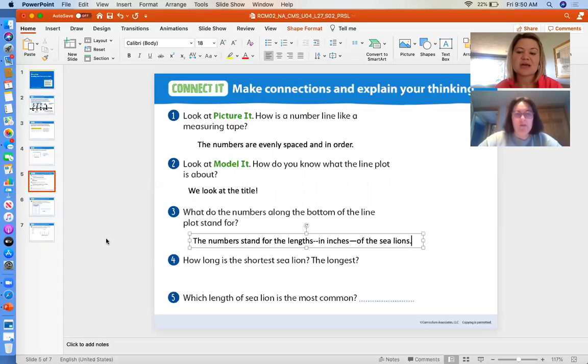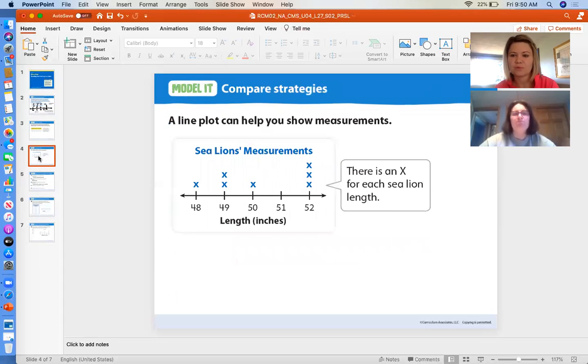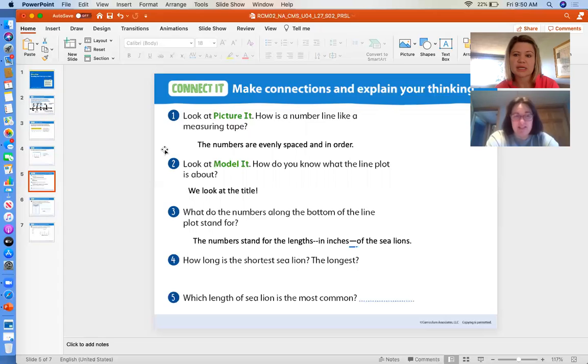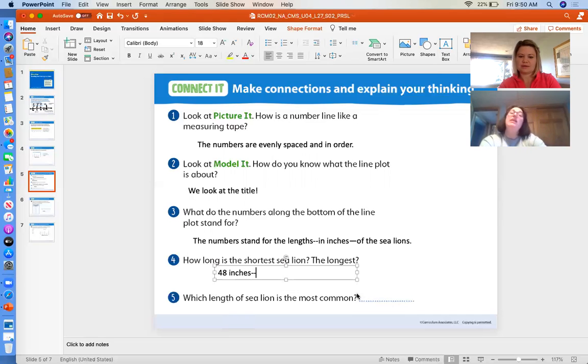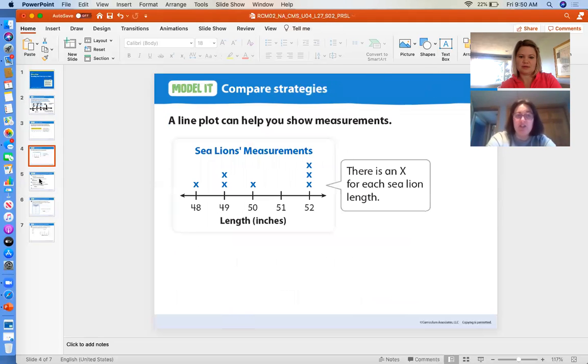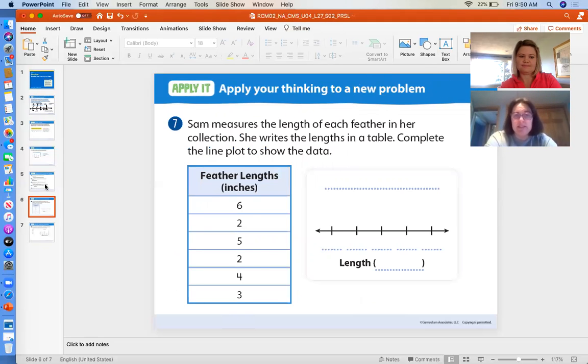How long is the shortest sea lion? Let's look at the line plot. Well, once we organize the data on the line plot, is it so easy to figure out that answer? It's 48. 48 what? 48 inches? Yes, 48 inches. And our longest was our biggest number on our line plot, right? On our number line, which was 52 inches, right?